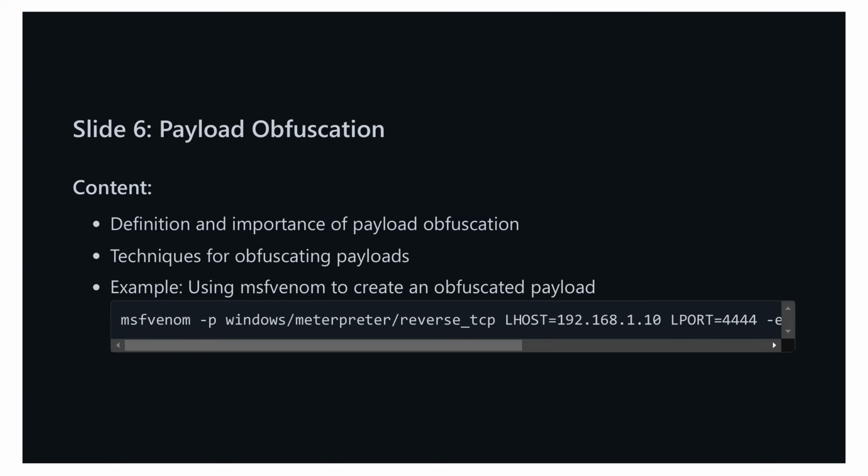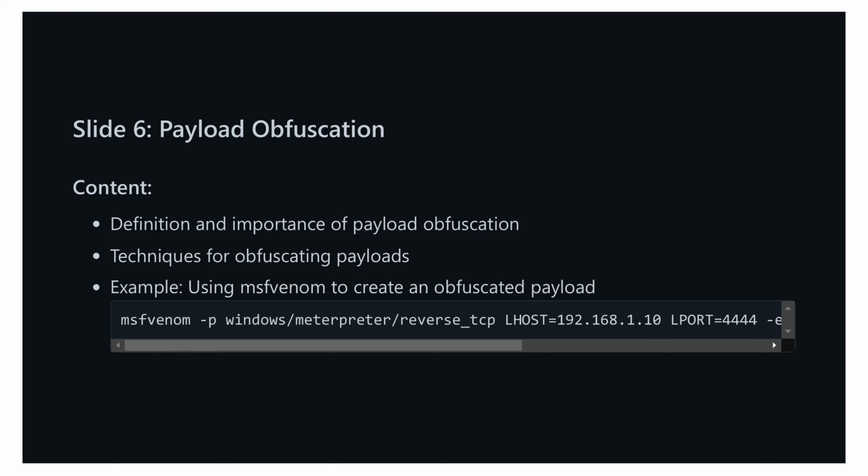In this command, -p specifies the payload type, which in this case is windows/meterpreter/reverse_tcp. The LHOST and LPORT options set the listener IP address and port respectively. The -e option is used for encoding the payload to obscure its signature. These techniques not only enhance the stealth of the payload, but also significantly increase the chances of bypassing traditional security measures like antivirus and intrusion detection systems.